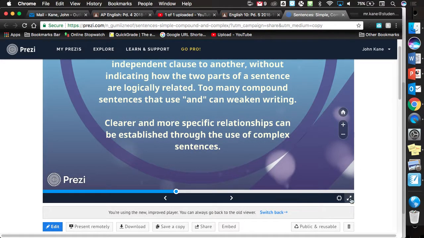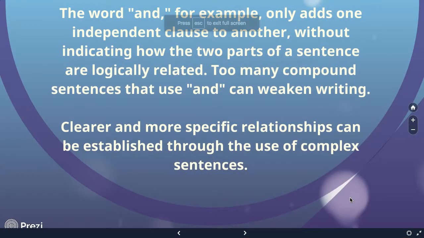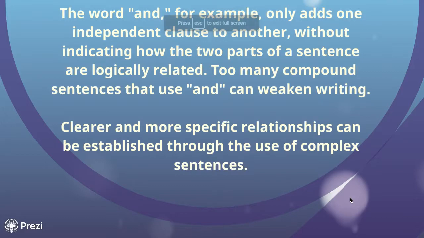All right, now we're in business. All right, so at the top of page 3, in case you need to finish any of it off, where it says the word "and," for example, this would be filling in those areas. The word "and" only adds one independent clause to another without indicating how the two parts are related. Complex sentences are going to help with that. As this last one says, clear and more specific relations can be established through the use of complex sentences, which is where we're going next.